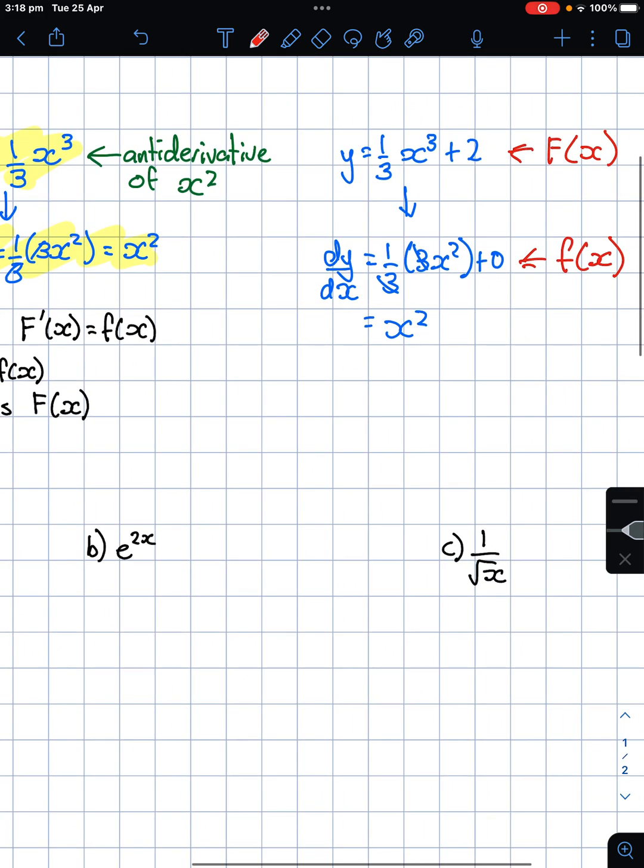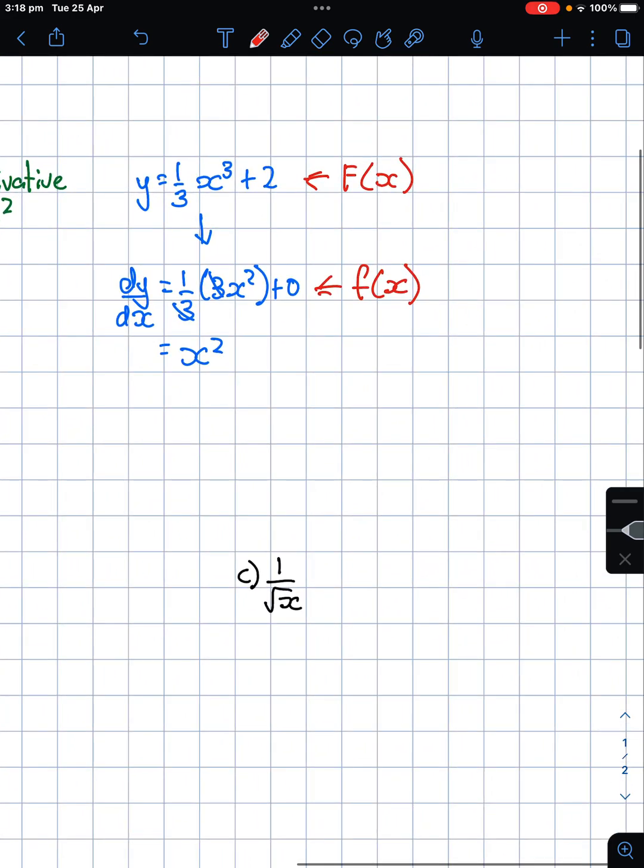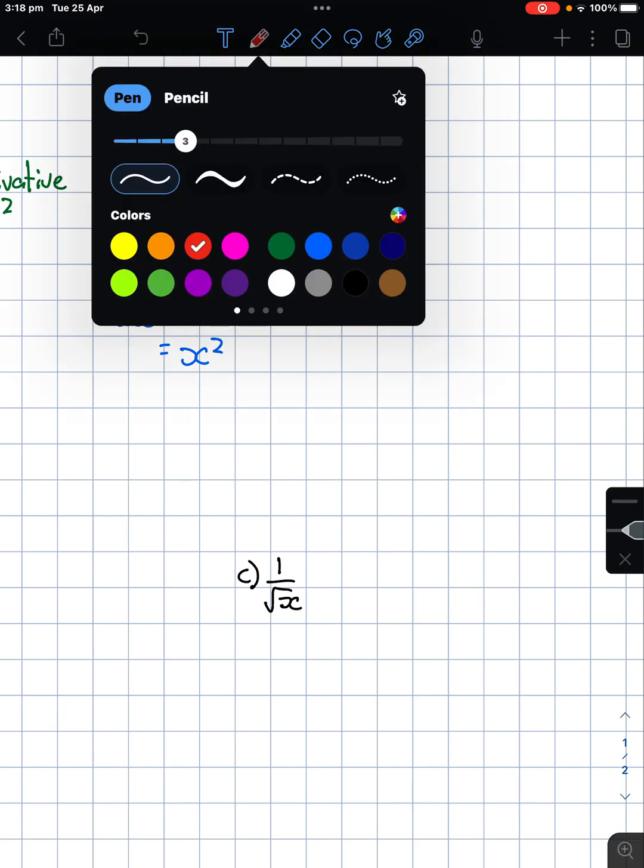The reason we're using this new capital F(x) is because we're talking about if we're given a function, we want to think about the step before it. So we needed a new notation. And that's why we're using the capital F(x) now.